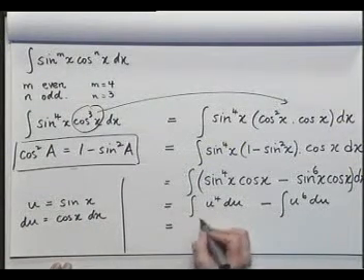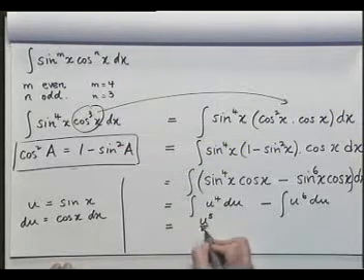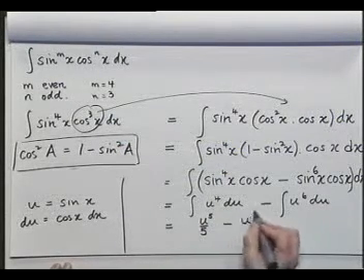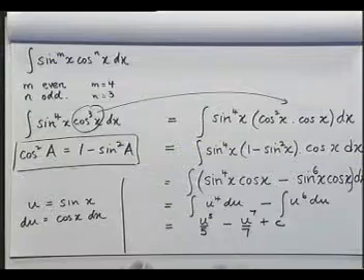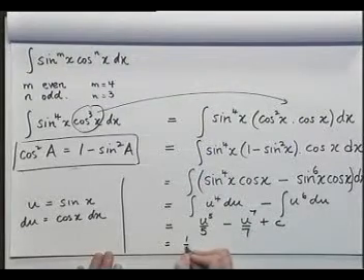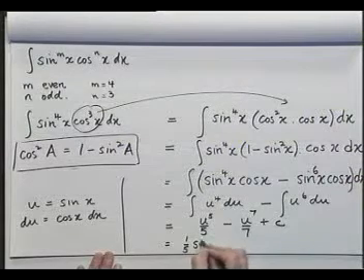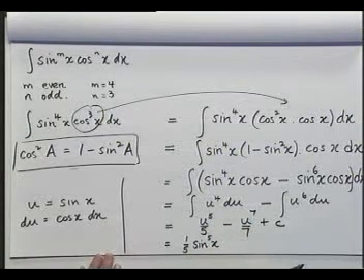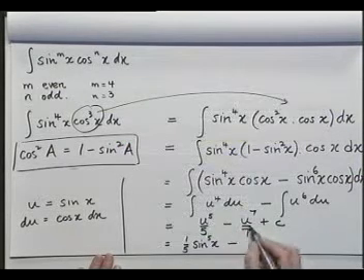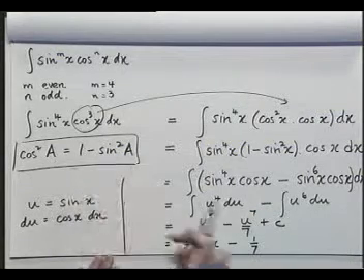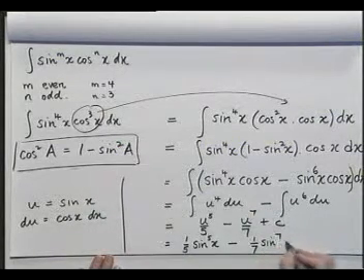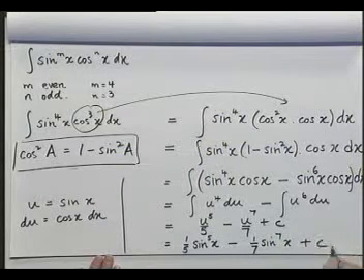The integral of u to the 4 is u to the 5 over 5. The integral of u to the 6 is u to the 7 over 7, plus a constant. And then just to finish off, we return to the original variables and replace the u with sine x, which will give us 1/5 sine x to the 5, or sine to the power 5x, minus 1/7 u to the 7 will be sine to the 7x, plus a constant of integration.